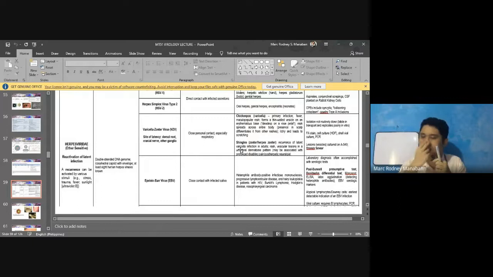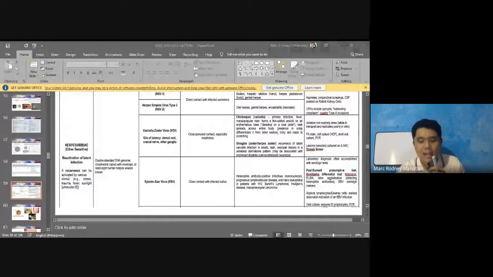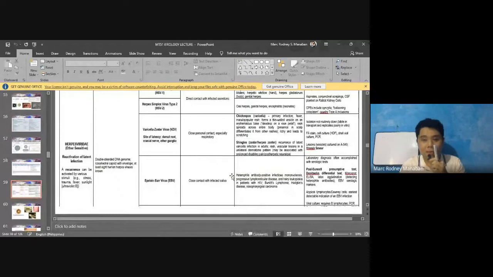There's a vaccine for varicella zoster. It's live attenuated. And it has the same schedule as the MMR, the measles, mumps, rubella vaccine.